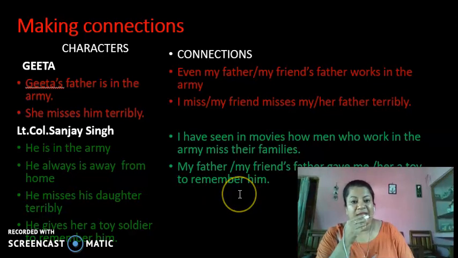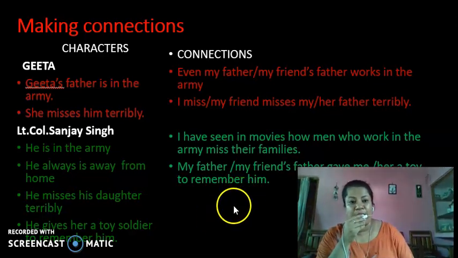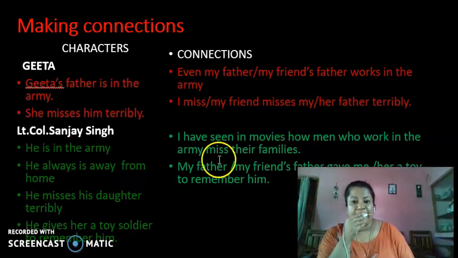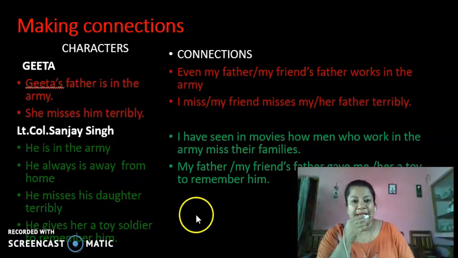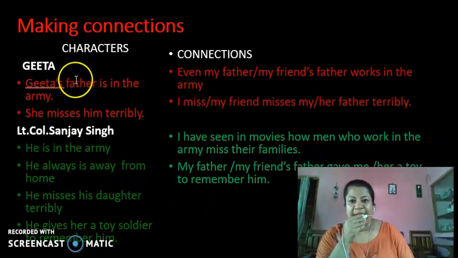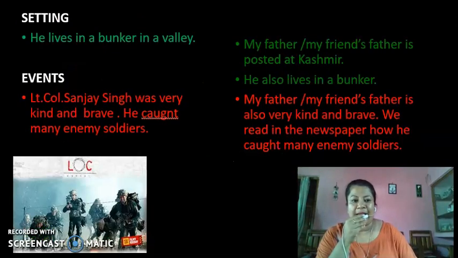Or maybe you have seen in the movies a soldier giving his beloved or his daughter something. Okay, so this is making connections. You need to make connections. So we have talked about characters, and we will talk about the setting and the events.